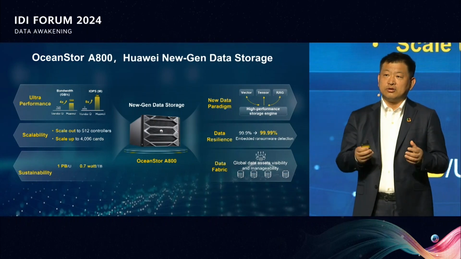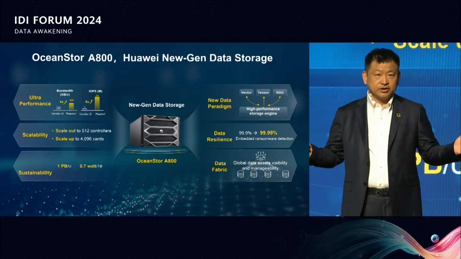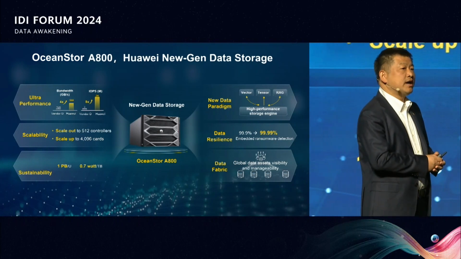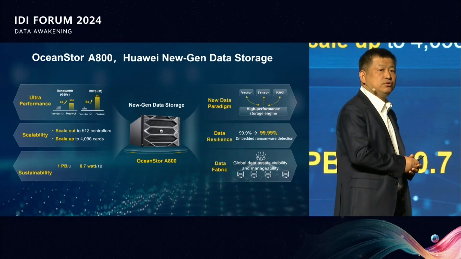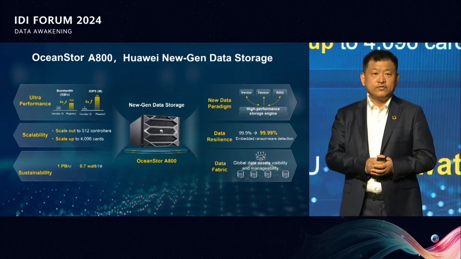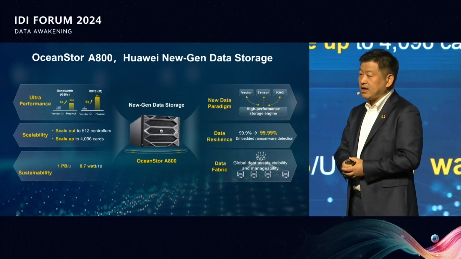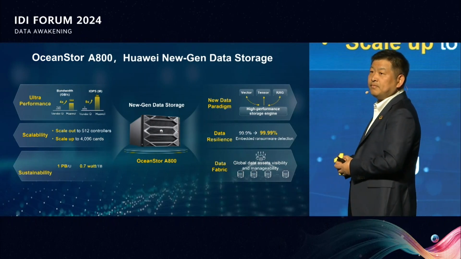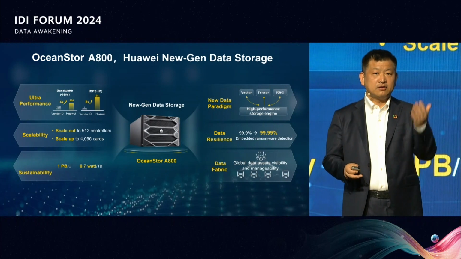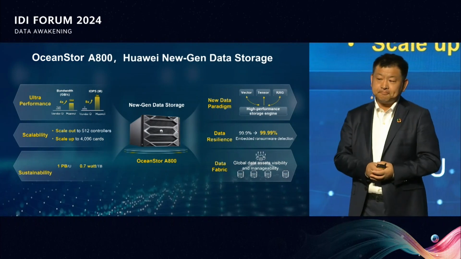512 engines can be connected. In one engine, we can have 16 DPU or GPU adapters. Therefore, for one big cluster, we can have 4,096 adapters added for scale up capability.